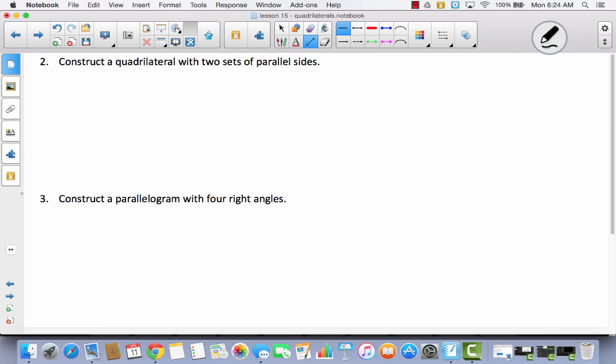All right, for number 2, we're going to draw a quadrilateral with 2 sets of parallel sides. So we already drew a couple of those in problem number 1. Can you go back and look and find which ones had 2 parallel sides and draw those? And then when you're finished, come back and let's see if you found them all.